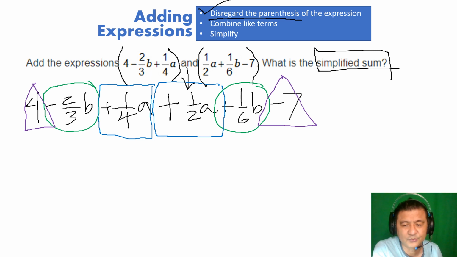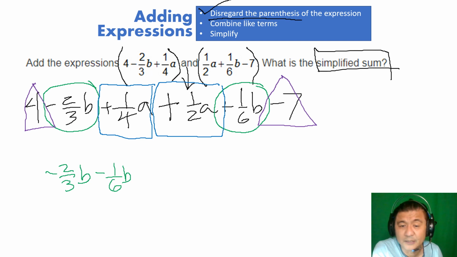Okay, let's start with the b's. Oh, so that's going to be negative 2. Wrong color. Let's change this. Wrong color. So let's use the green. There you go. So negative 2/3 b. Some people can do this mentally though, right? And negative 1/6 b. These two will be added.